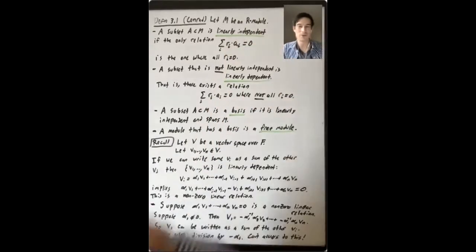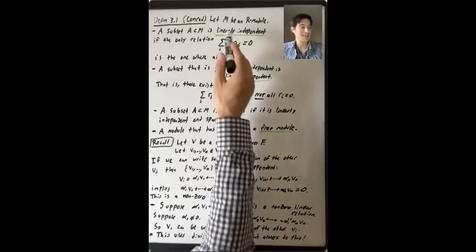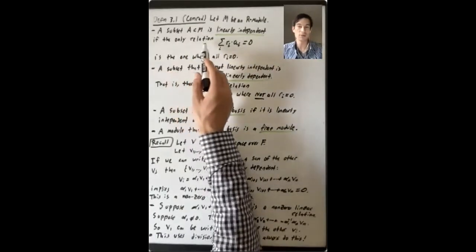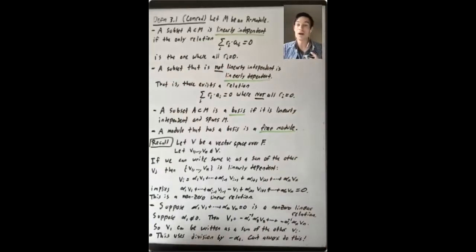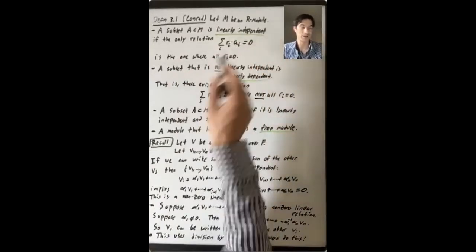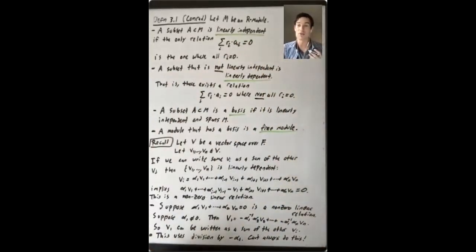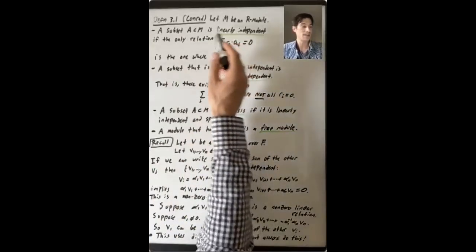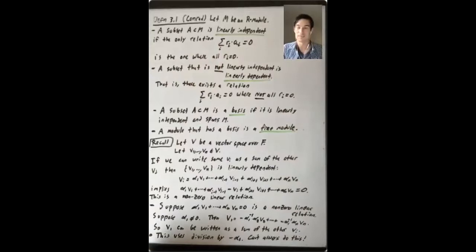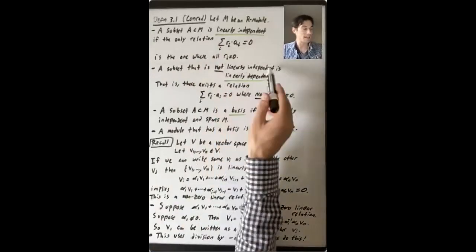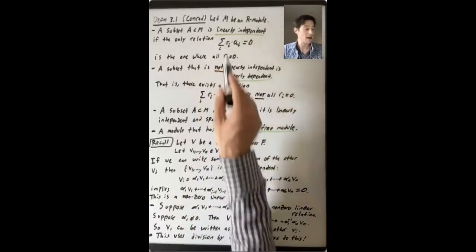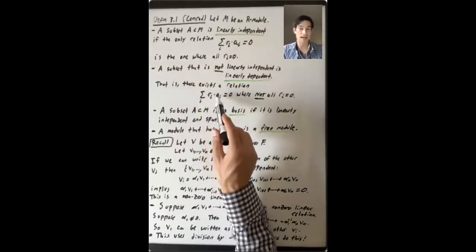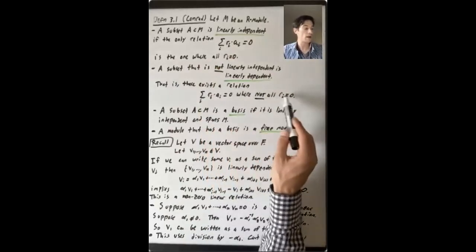Let's say M is an R module. A subset A of M is linearly independent if the only relation, the sum over i of ri times ai equals 0, is the one where each of these ri's is equal to 0. So that's certainly one linear relation. If there are no others, if there's no non-trivial linear relation, then this set is linearly independent. A subset that is not linearly independent is called linearly dependent. That means there is a relation, the sum over i of ri times ai equals 0, where not all of the ri's are 0.